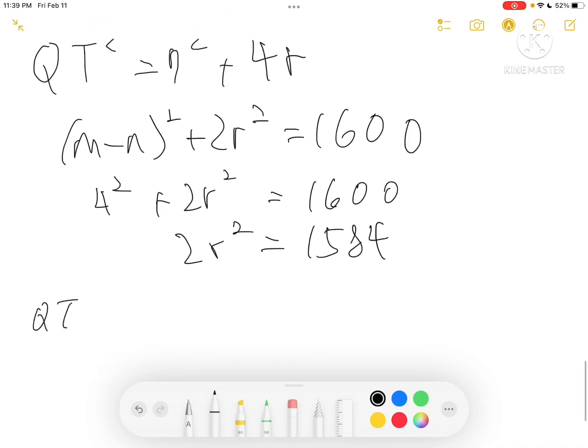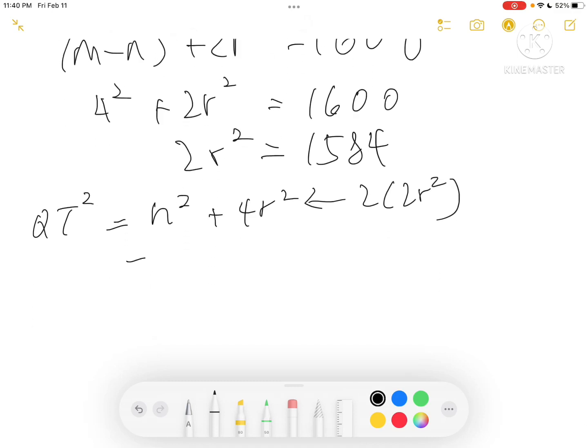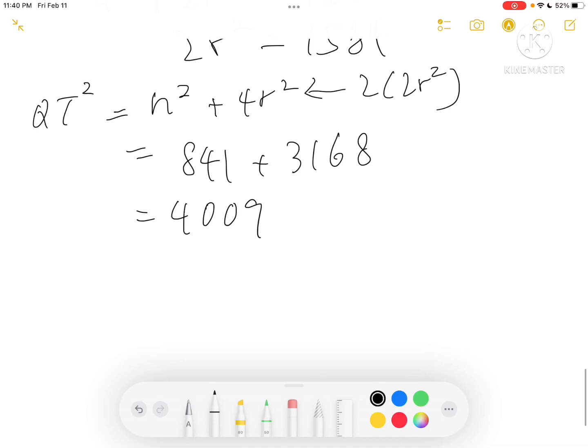Now let's solve the final question. QT squared is equal to n squared plus 4r squared, which is just n squared plus 2 times 2r squared, which is equal to 841 plus 3168, which is equal to 4009. And the remainder when 4009 is divided by 100 is 9.